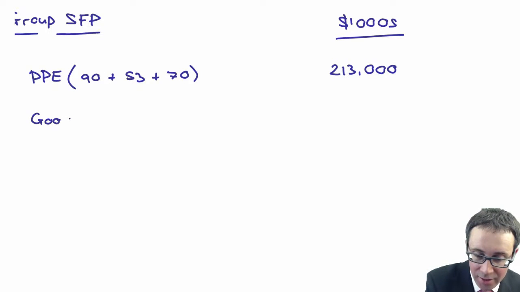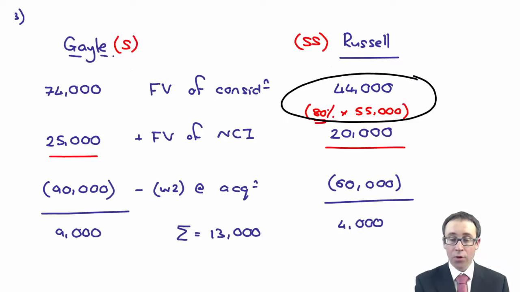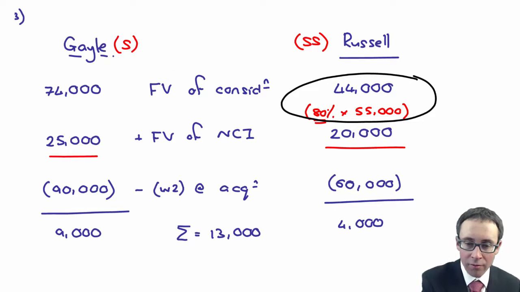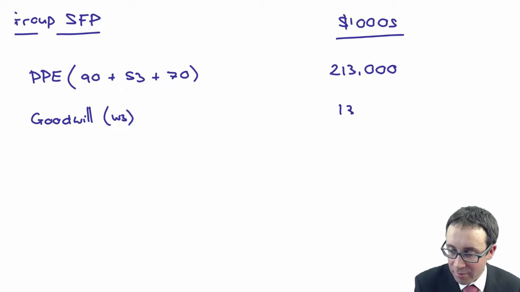We then have the goodwill. Goodwill comes from working number 3. The goodwill we totaled up was 13,000. So that goodwill figure appears in the SFP there.